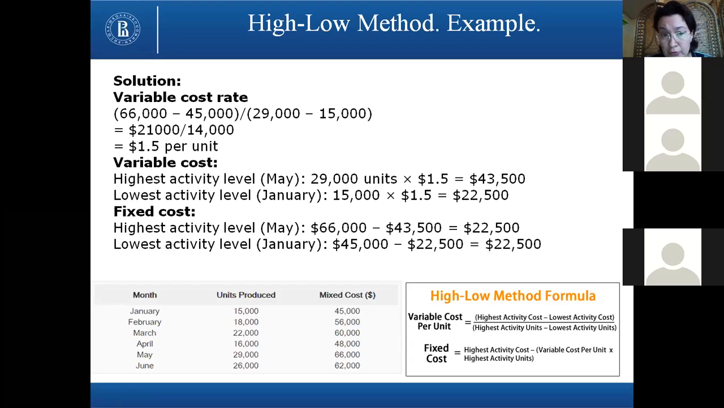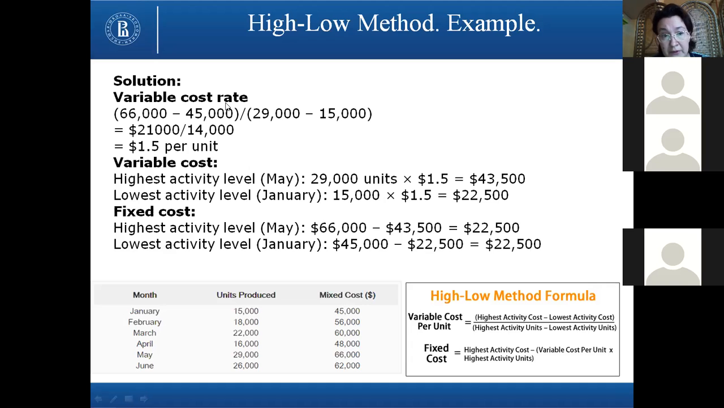Regarding the lowest activity cost, we can talk about January, when we had the minimum units produced and minimum mixed cost. Using these figures for the variable cost per unit, we can get 1.5 dollars per unit. It is the variable cost rate.